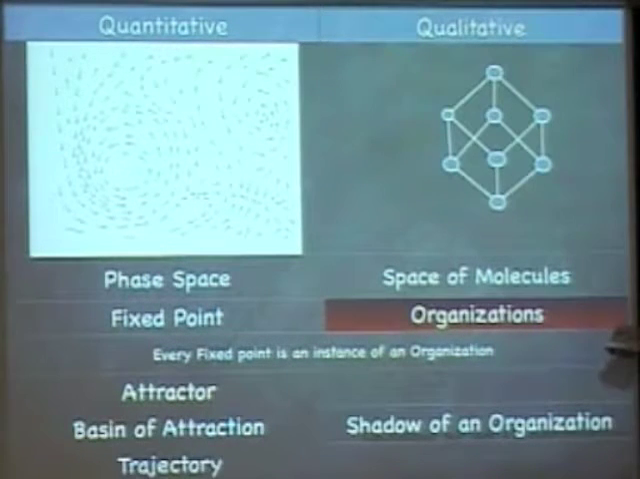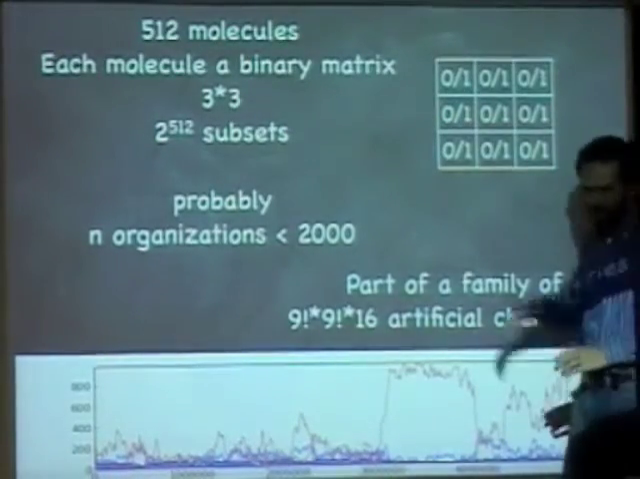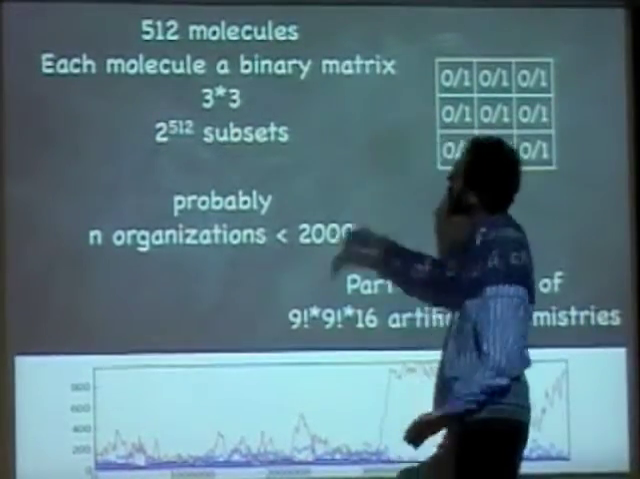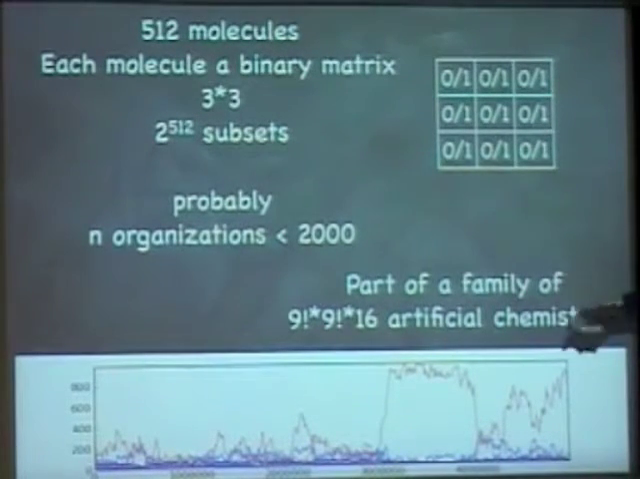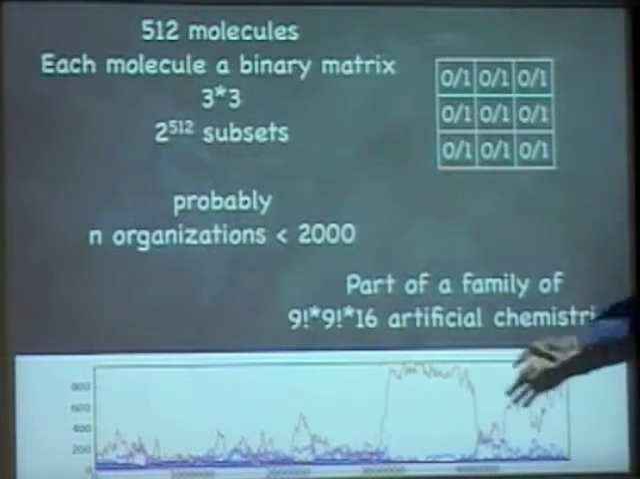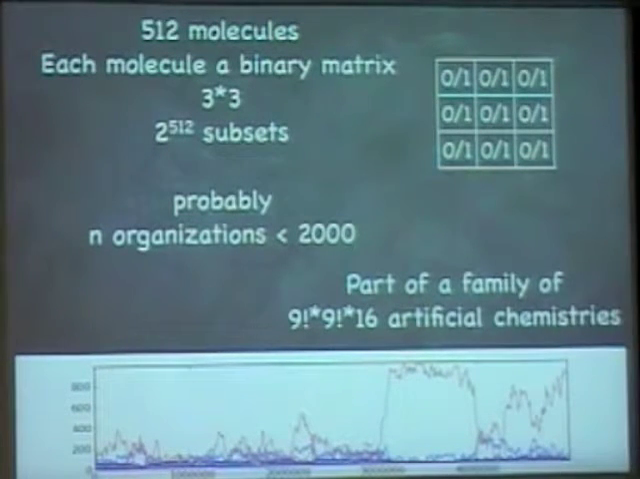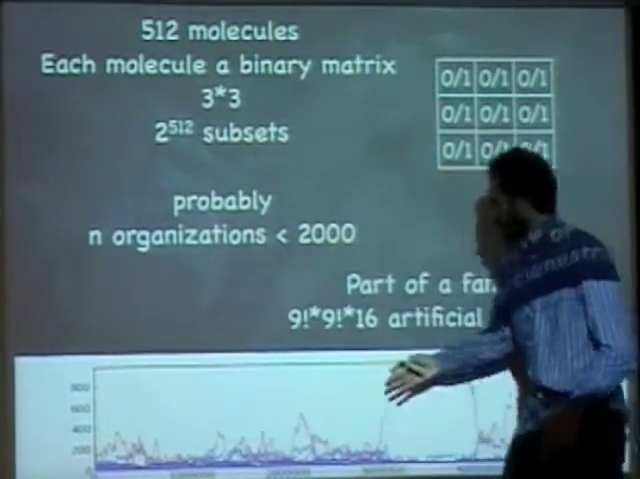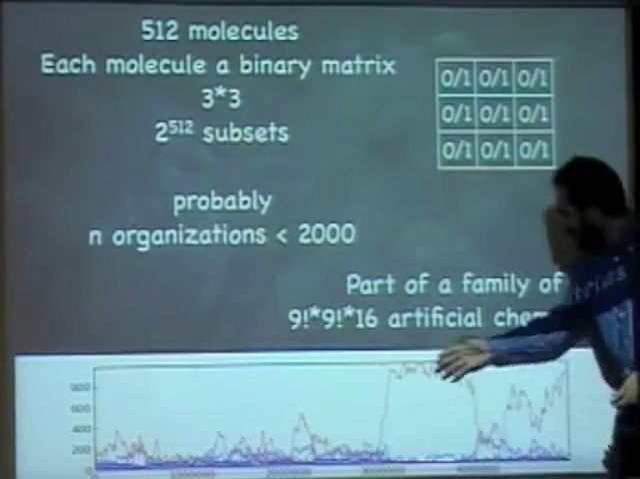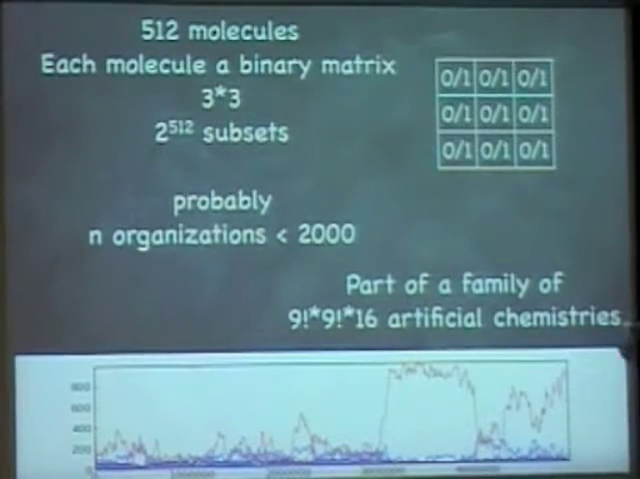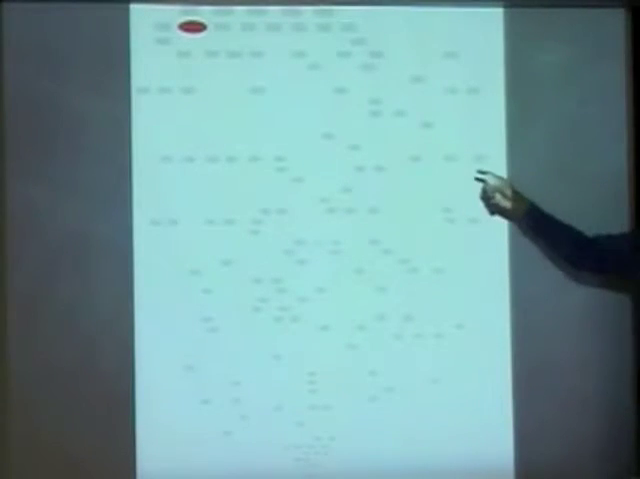Basin of attraction, now we have the trajectory. Well, this is an example that I've been working on, 500 molecules, so 500 dimensions, and it's part of a family of 9 factorial by 9 factorial artificial chemistries. This is how it went, which molecules we have over time. Red molecules are autocatalytic, so they tend to dominate. Fair enough. All this is quite irrelevant.